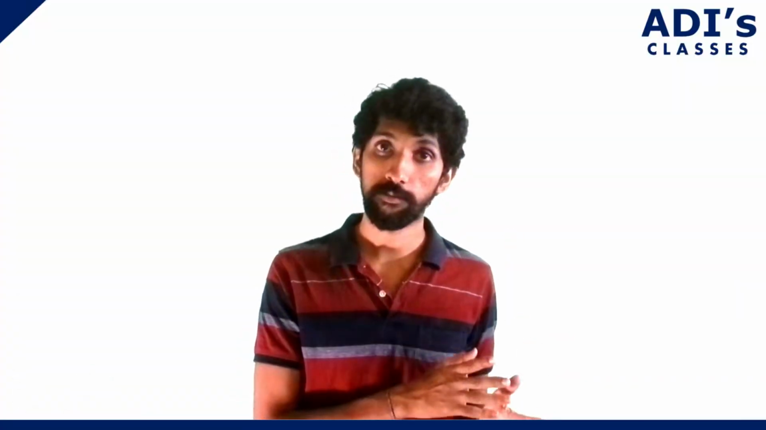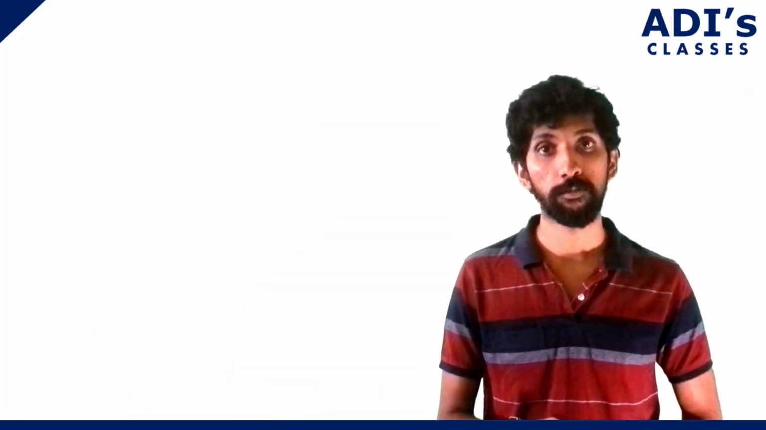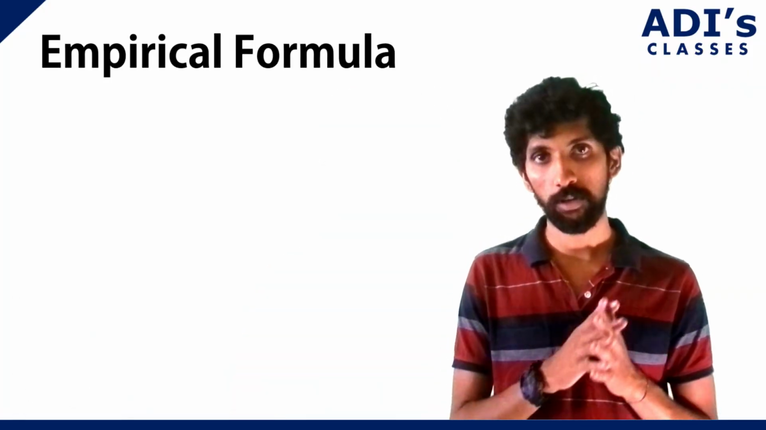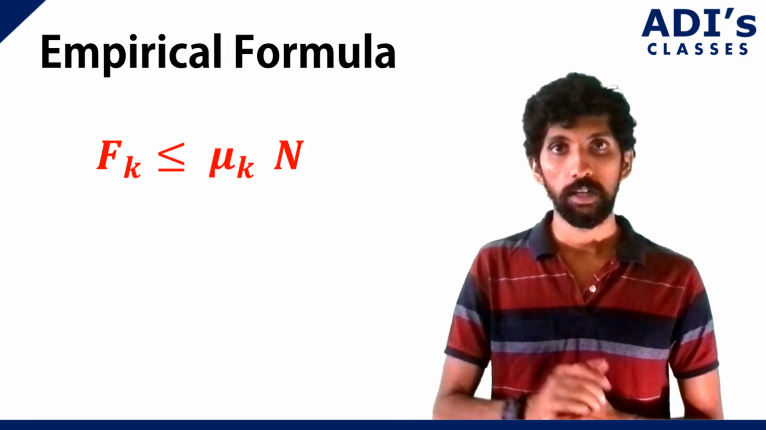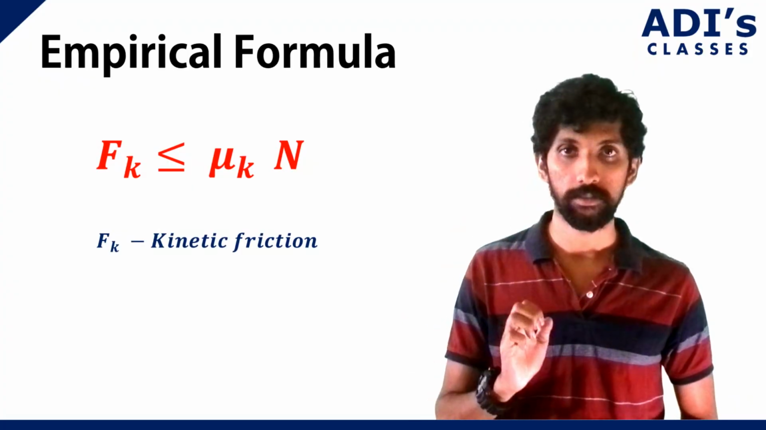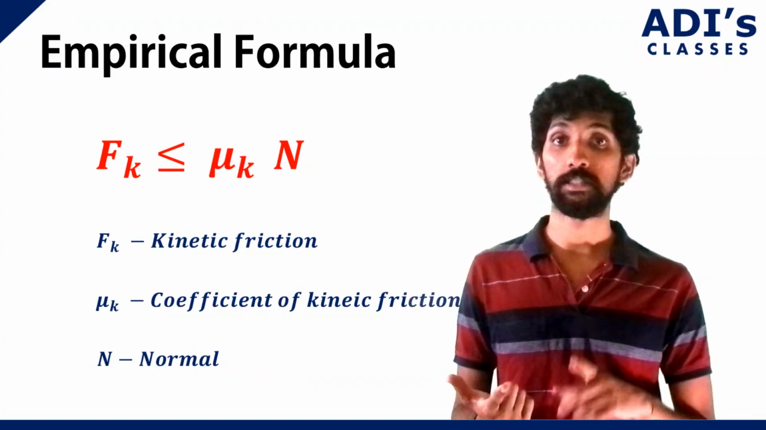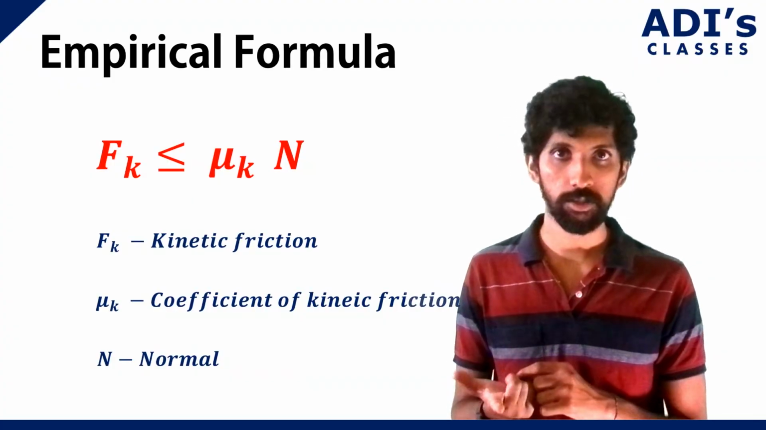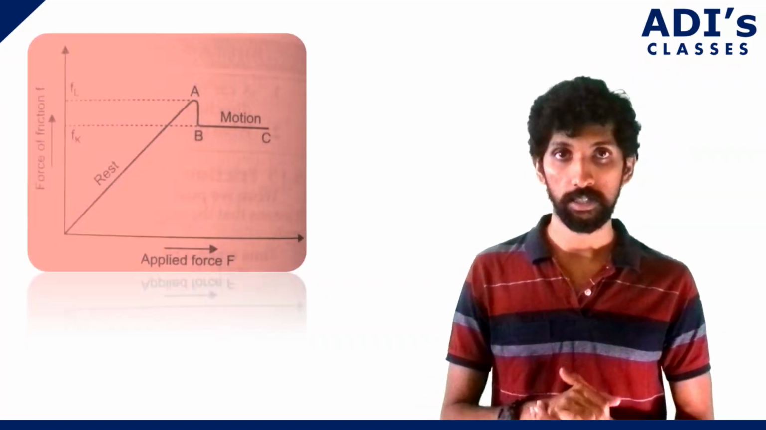So let it be kinetic friction or static friction, these are all examples of what I am telling. For static friction, remember we did an empirical formula. Same thing, even for kinetic friction we have an empirical formula. We have Fk equals mu k times N. Fk is the kinetic friction, mu k is the coefficient of kinetic friction, and N is the normal. So these are the three things.